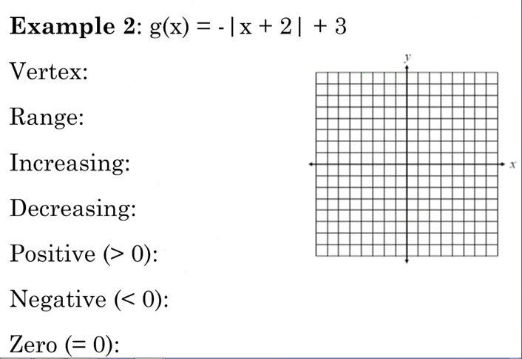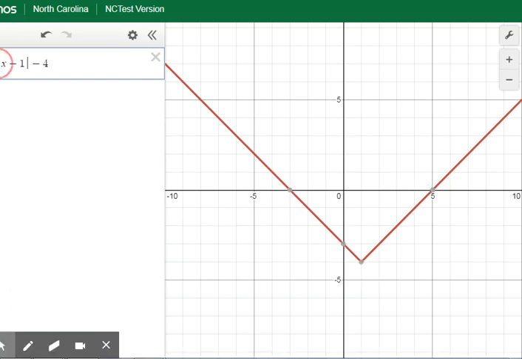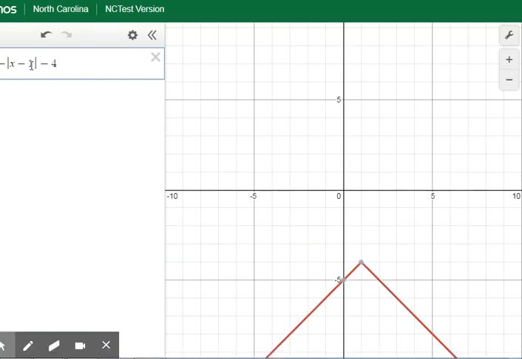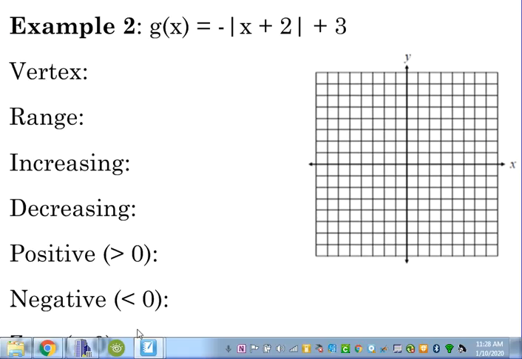All right, one more example just to make sure we've got it. This one has a negative in front of the absolute value. That's a little different than the ones that we've dealt with up to this point. We've got negative absolute value of x, what was it, +2, +3.